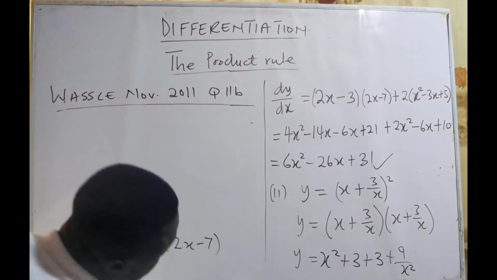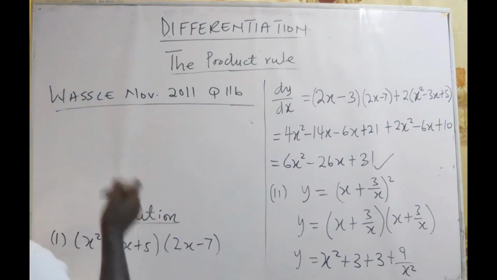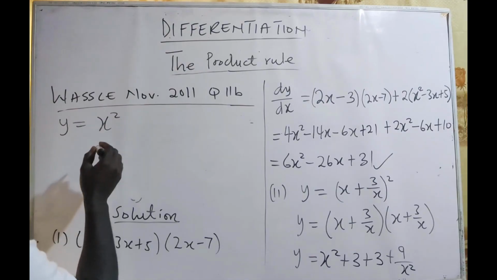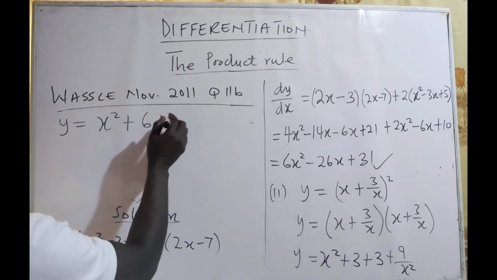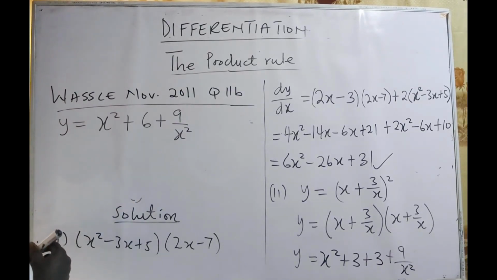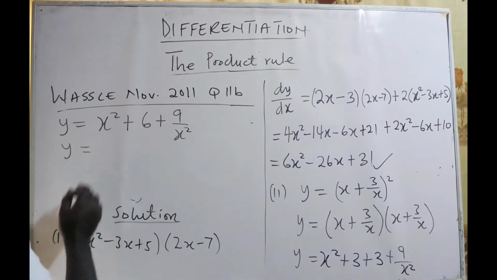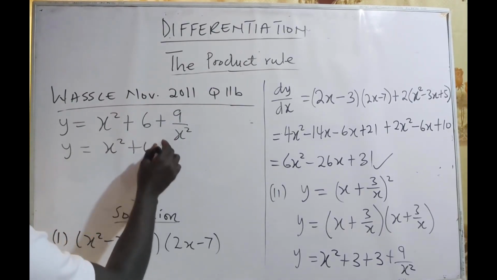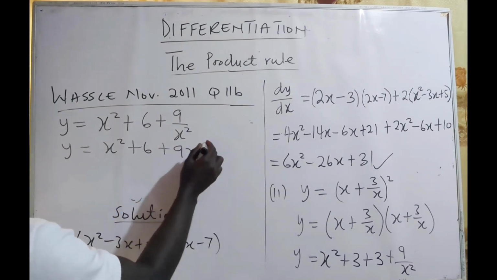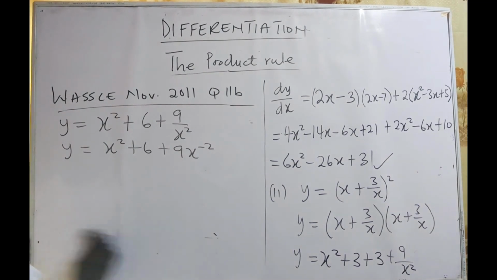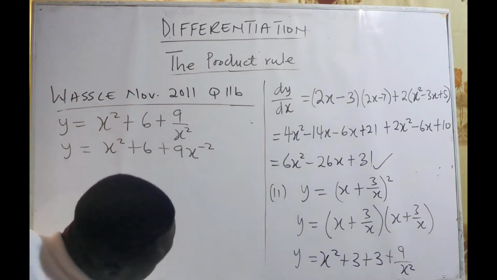Alright, then let me simplify it. y will be equal to s squared plus 6 plus 9 over s squared. Since I'm going to differentiate, let me bring the s up to be s squared plus 6 plus 9s to the exponent negative 2, so that the differentiating becomes simple for us.